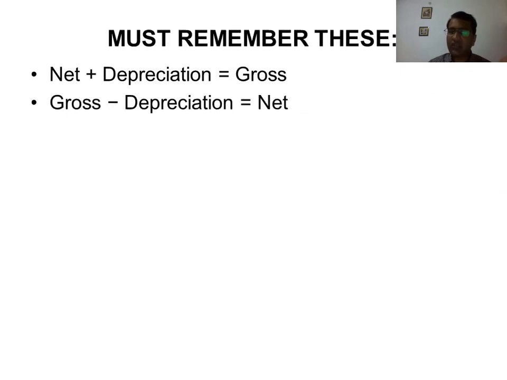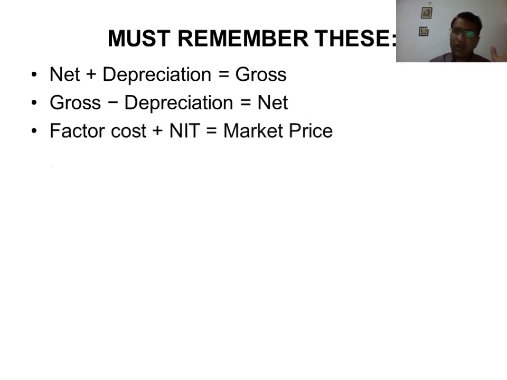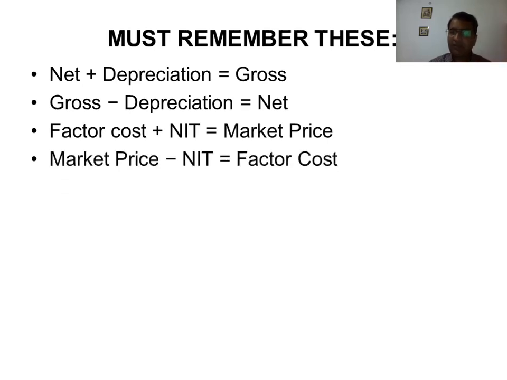If gross is given, if we reduce depreciation, the remaining is net. So the difference between gross and net is depreciation. If factor cost is given, if we add net indirect tax, then that will become market price. If market price is given, if we reduce net indirect tax, then the remaining becomes factor cost.